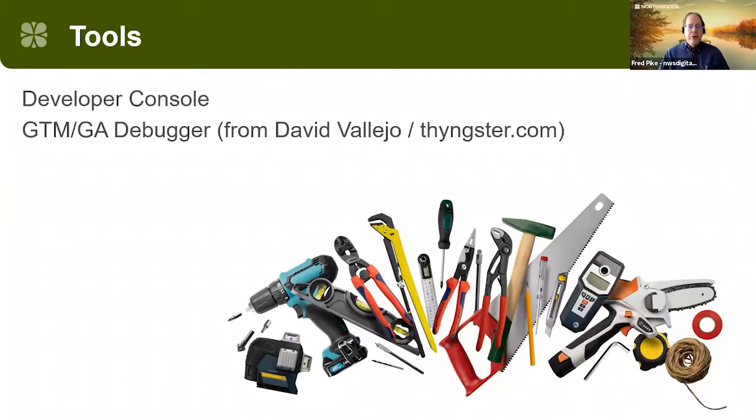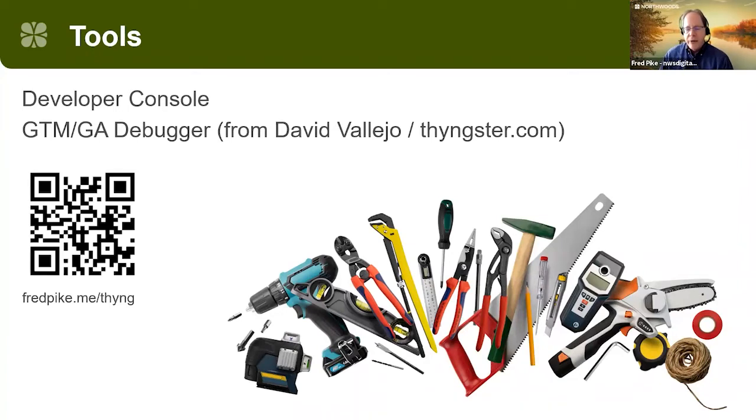But I'm also going to use the GTM GA debugger from David Vallejo, which puts a kind of nice structure around what's happening in the developer console. And we'll show you that in just a little bit. So if you don't have that Chrome extension yet, you can either use this QR code or use the fredpike.me URL to download it.